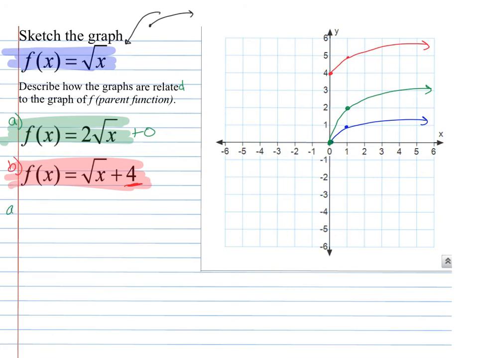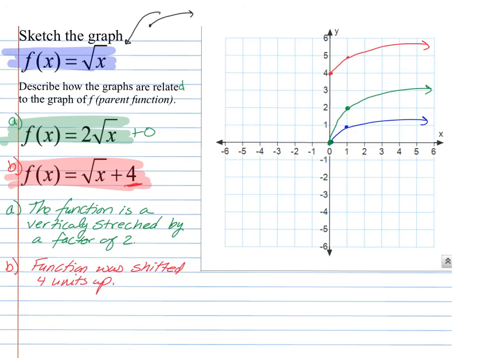So for A, we could say that the function is a vertical stretch by a factor of 2. And for B, we can say the function was shifted 4 units up. And now we have that this is our f of x is equal to the square root of x, and then this would be 2 square roots of x. And lastly, we have f of x is equal to the square root of x plus 4.